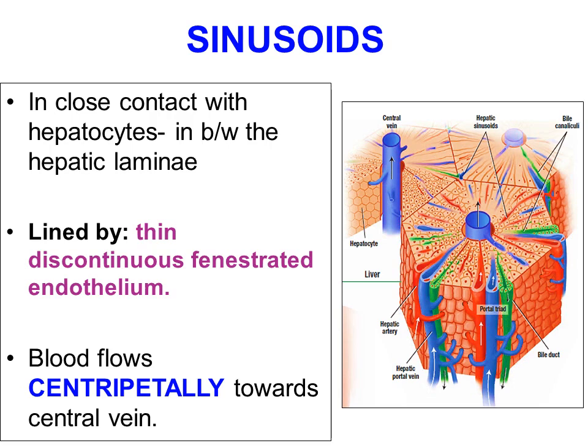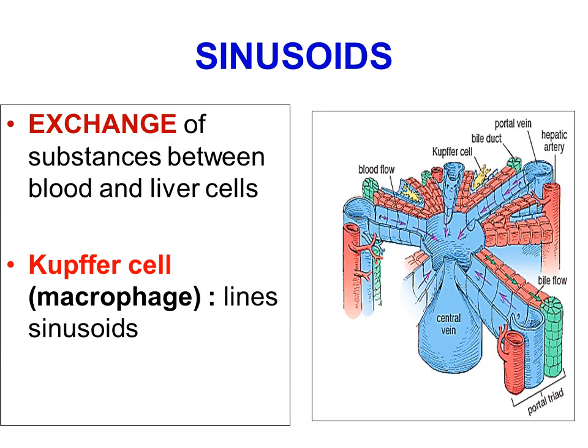As we all know, the nutrients and liquids are absorbed in the intestine, and they enter the liver through the hepatic portal vein. The absorbed products percolate through the liver capillaries known as the sinusoids, which are tortuous dilated channels lined by a discontinuous layer of fenestrated endothelial cells. So, the sinusoids are lying in close contact with hepatocytes, that is, they are lying in between the hepatic laminae. They are thin, discontinuous fenestrated endothelium, which is allowing the exchange of substances between the blood and the liver cells.